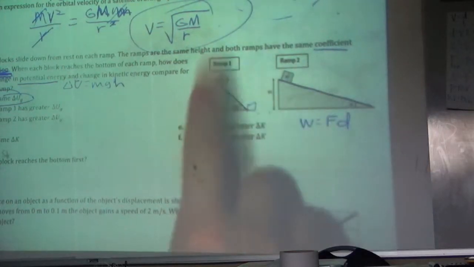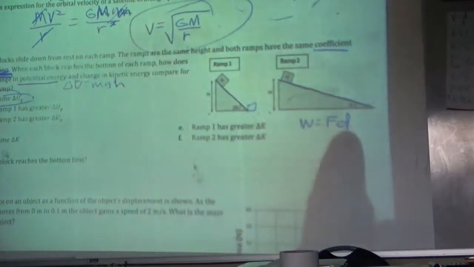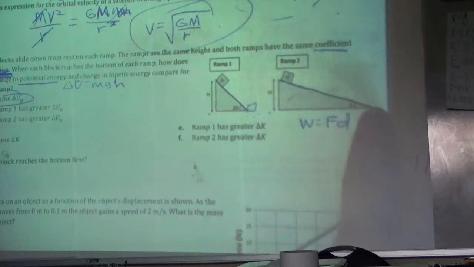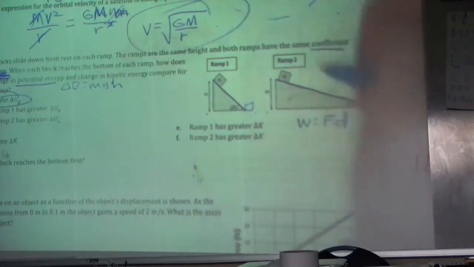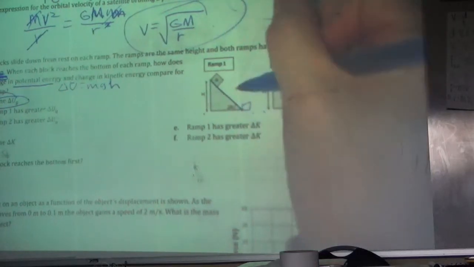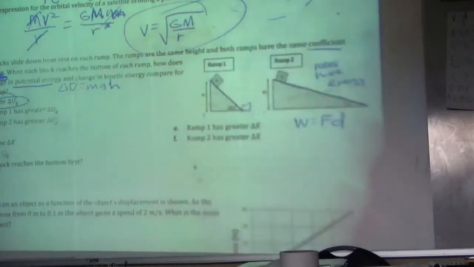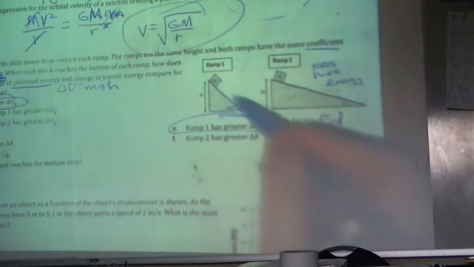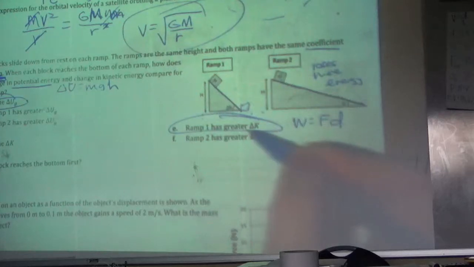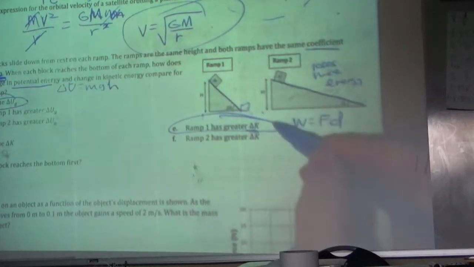So assuming they had the same friction force, which they actually don't, it's a different angle, but we don't need that. If this one has a greater distance, then it's going to have more work done, so this one loses more energy. And this one does not lose as much energy. So the greater change in kinetic energy is going to come from ramp 1 because it doesn't lose as much. Its change in kinetic is closer to the change in potential, whereas this one is change in potential minus a lot more work due to friction.